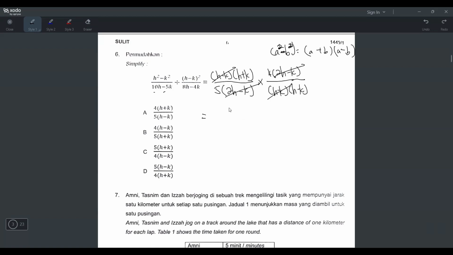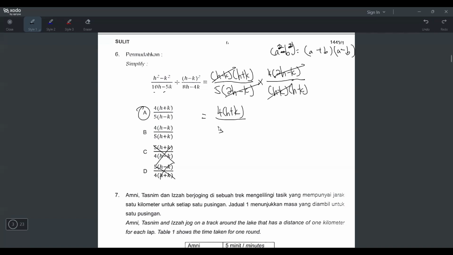Alright. So now you are left with h plus k times 4. But if you look at all the answers, they never multiply the 4 in. So definitely C, D are wrong already. So it's just left with 4 bracket h plus k. And they never expand. So the answer is A. Okay. And then the down part also same.